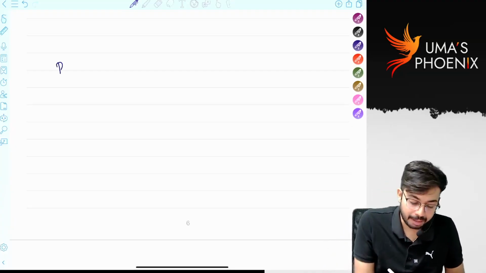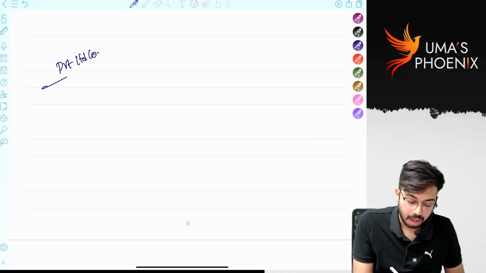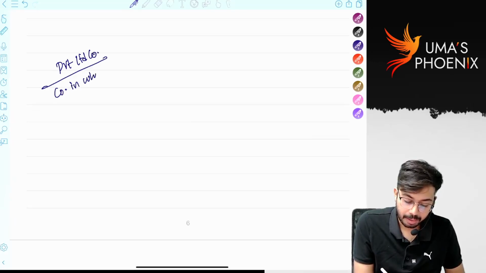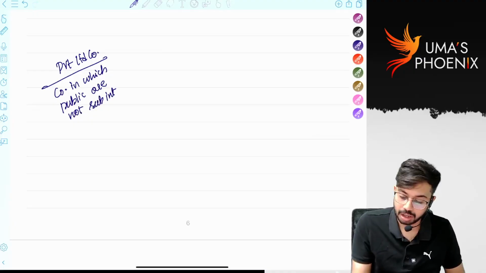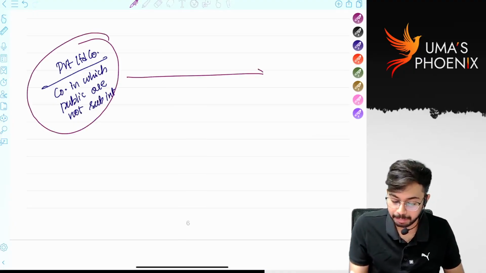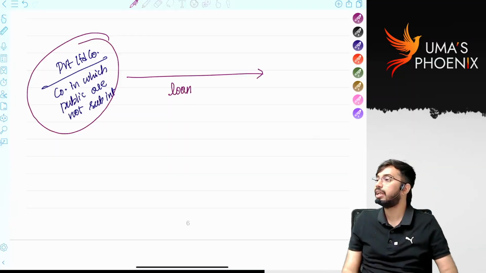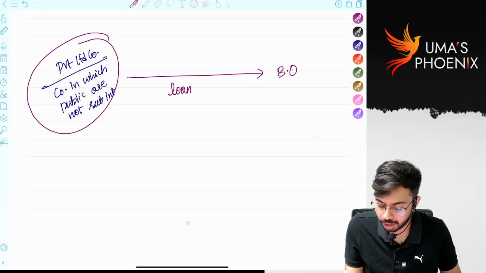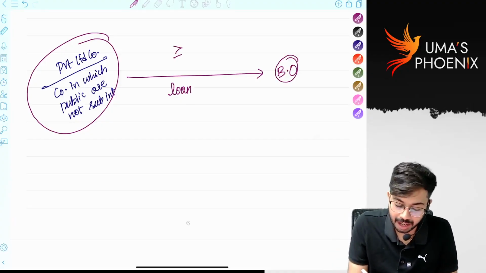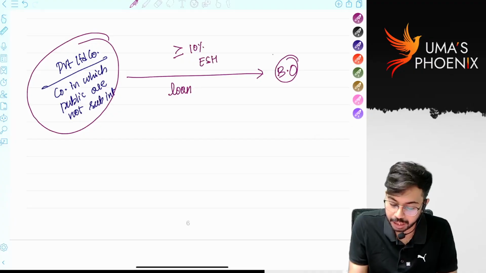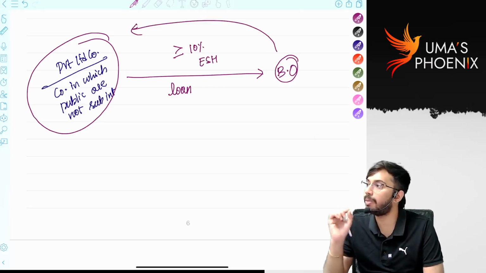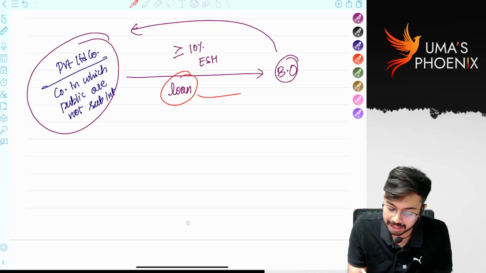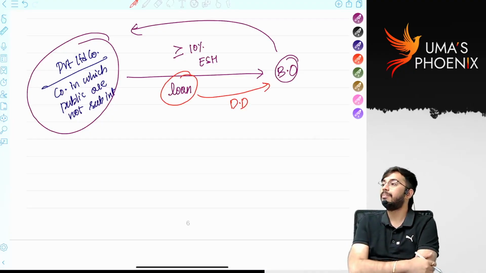Now, there is a private limited company, a company in which the public are not substantially interested. If this company gives any loan to a beneficial owner. Beneficial owner means what? Any individual who has greater than or equal to 10% of equity shareholding in the company, we call them a beneficial owner. So if a private limited company gives any loan to a beneficial owner, whatever the loan amount that is given is considered as deemed dividend in the hands of the beneficial owner.